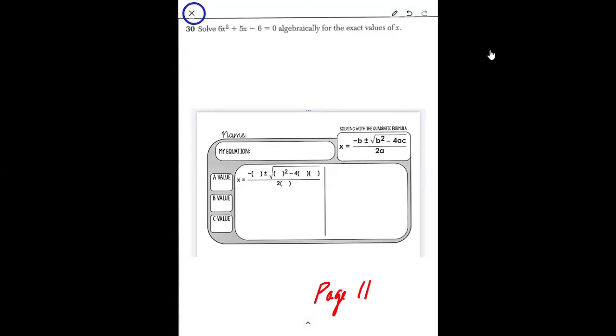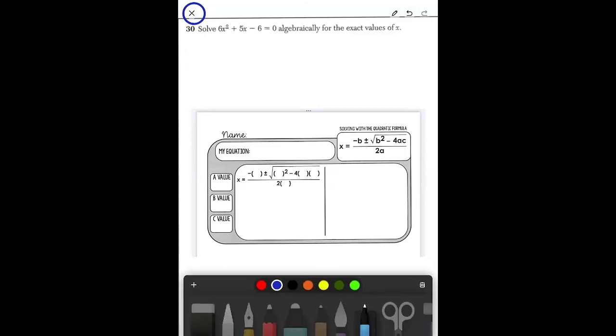I am going to do the problem on page number 11 from the quadratic formula packet. The reason that I chose this one is I want you guys to understand that whenever you see the word exact, they don't want decimals. They're telling you that there's going to be decimals, but they don't want decimals. They want you to leave the quadratic formula answer as a fraction. Now, let me show you exactly what I mean.